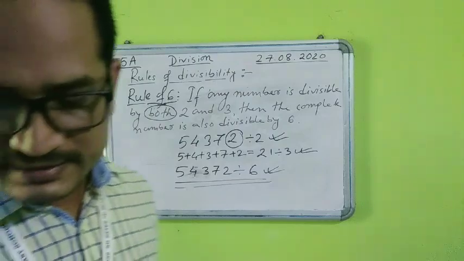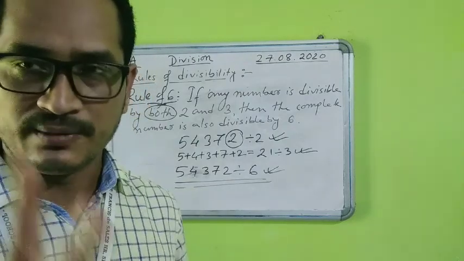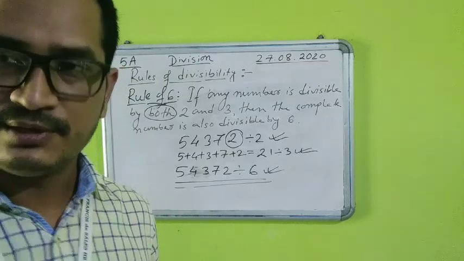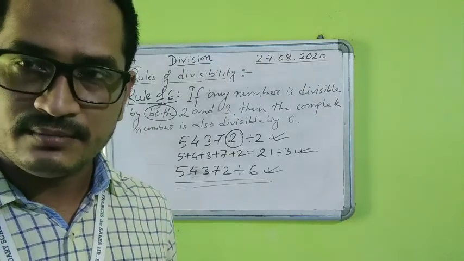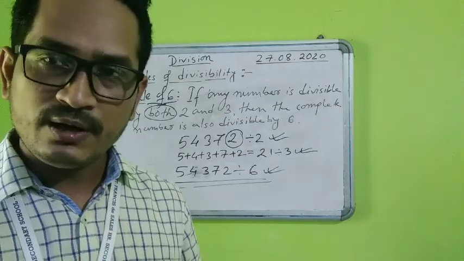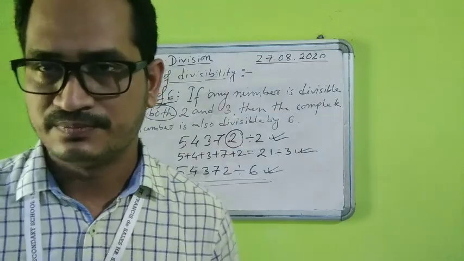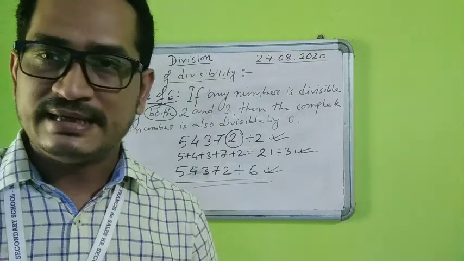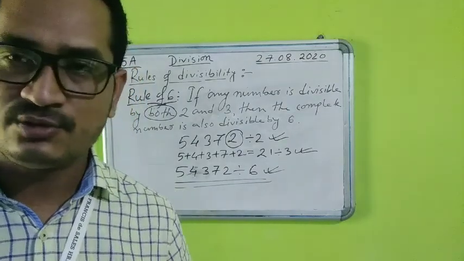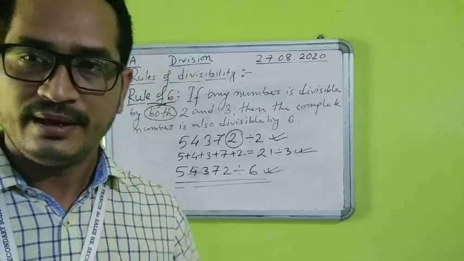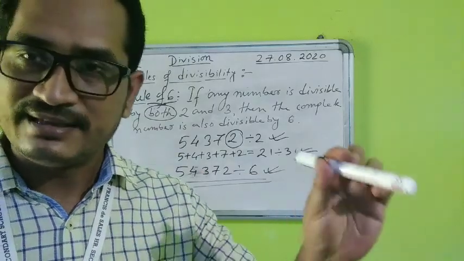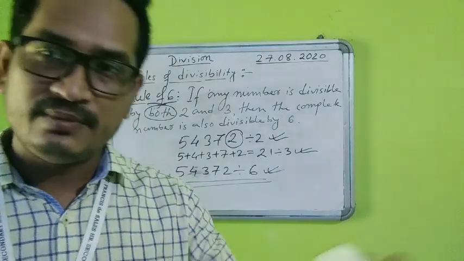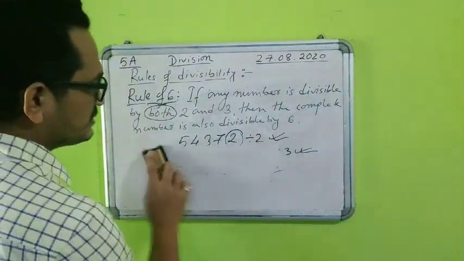To understand the rule of 6, you need to do only two things. You check whether the number is divisible by 2 or not, and check whether the number is divisible by 3 or not. If both can divide the number, then it is divisible by 6. If any one of them cannot divide, then it will not be divisible. Okay, so that is the rule of 6. That means number 6 does not have its own rule. It depends on 2 and 3. If it is divisible by 2 and divisible by 3, then only it will be divisible by 6. Okay, so please write it down.